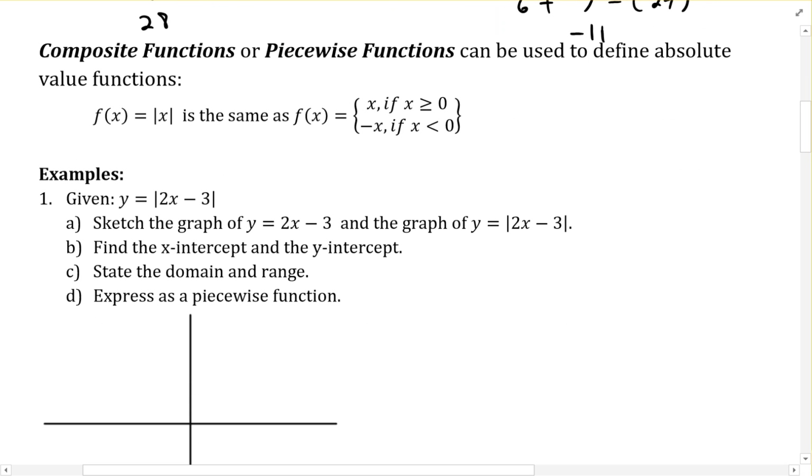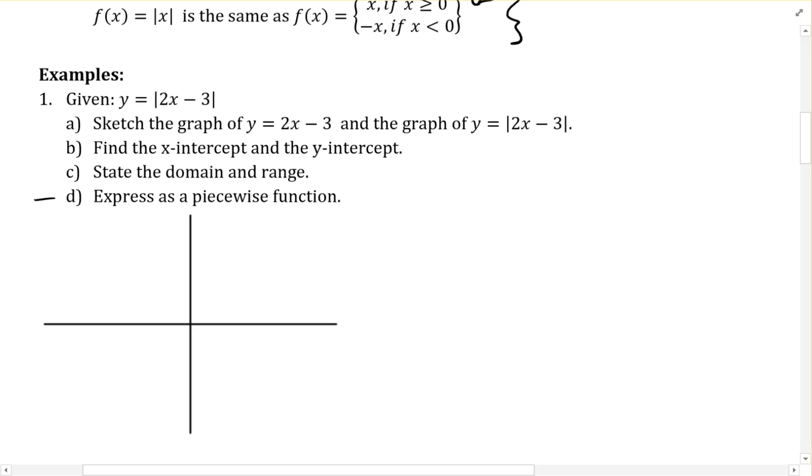Okay, moving on. Composite functions or piecewise functions, same thing, can be used to define absolute value functions. So they're going to look something like this. I'm going to come back to this part in a bit when we get down to express as a piecewise function. Let's graph it first, and then this will make a bit more sense. So we're just doing things we've done before now.